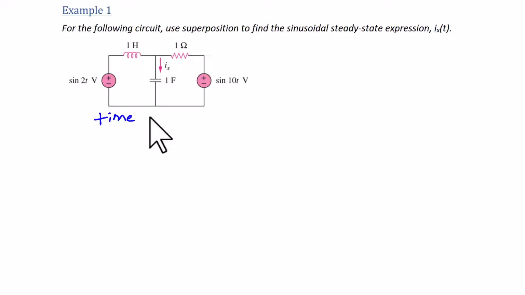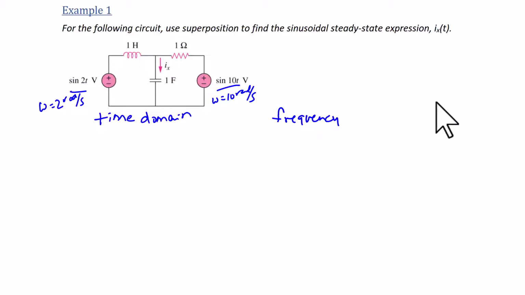Example 1. Here we have a circuit in the time domain with two different sources, one at 2 radians per second and the other at 10 radians per second. So we need to redraw this circuit twice, once in the frequency domain for 2 radians per second and then again in the frequency domain for 10 radians per second. And since we're using superposition, we're only going to have one source on at a time.